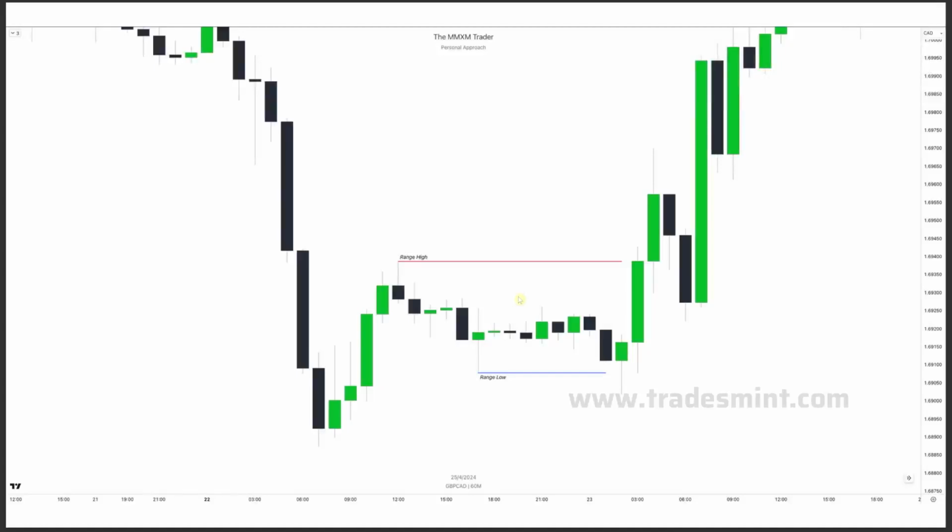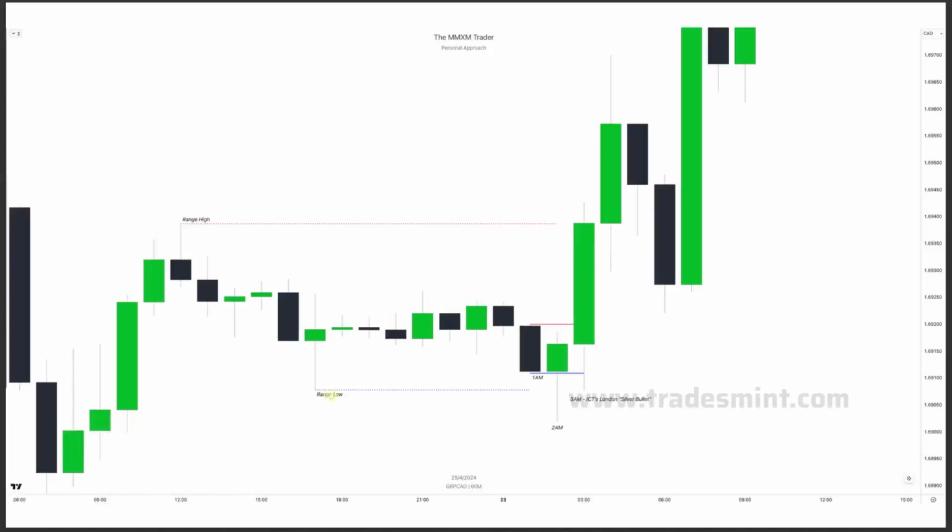So let's go over an example. Over here, we've got a range high, right, over here, and we've got a range low. Zoom in a little bit more, range high and range low. We can actually see this range low gets rated, right? We can see the 1 a.m. candle gets rated by the 2 a.m. candle. Then importantly, we close inside of the range, right?